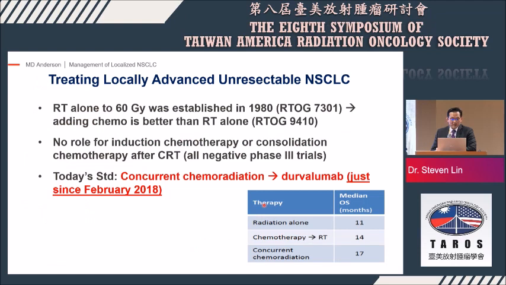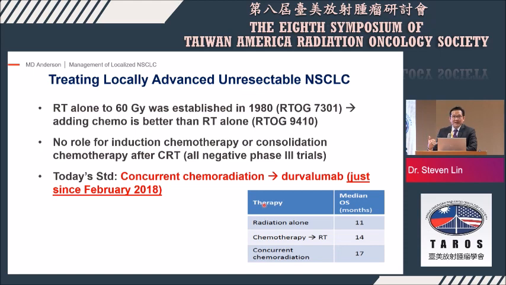Now we're going to go on to locally advanced disease. These are locally advanced unresectable non-small cell lung cancer. Actually, the dose of RT was established in 1980 based on RTOG 7301, right? And since that time, the dose of radiation has not really changed. And we know, of course, from 0617 that 74 gray is not beneficial compared to 60 gray. So at least the dose of radiation is fixed.